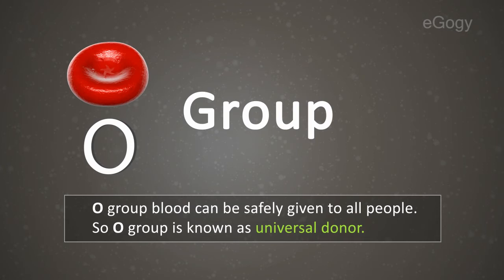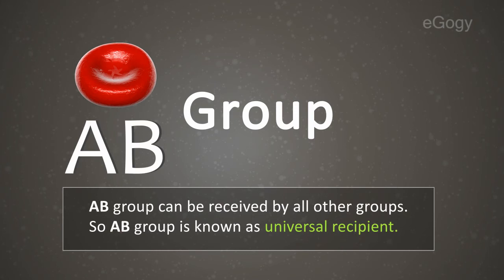O group blood can be safely given to all people. So O group is known as universal donor. AB group can receive blood from all other groups. So AB group is known as universal recipient.